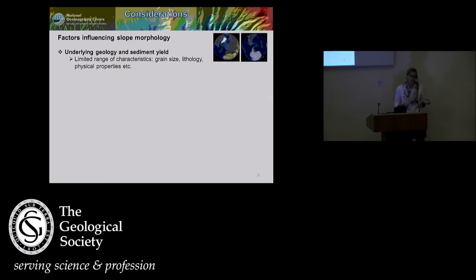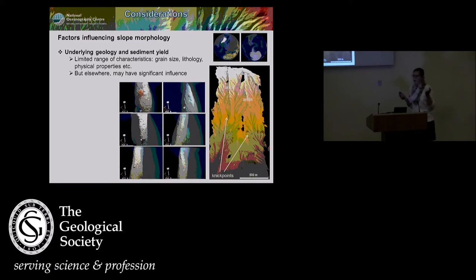But from the data we've looked at in the Antarctic and the Arctic, for example, sediment core data, seismic data, we know that the underlying geology is glaciogenic or glacially influenced sediments. And these have quite a limited range of characteristics in terms of similar lithology, similar grain size, similar physical properties. So it's unlikely, especially in the polar regions, that the underlying geology is having a significant influence on the different morphologies that we see.